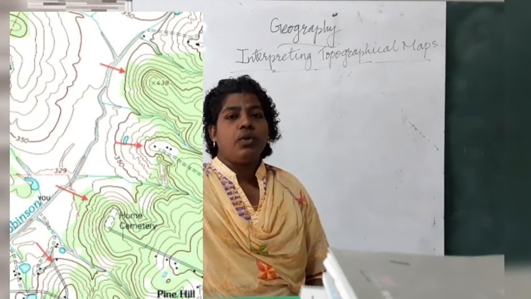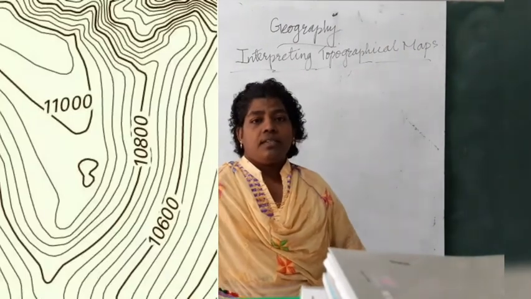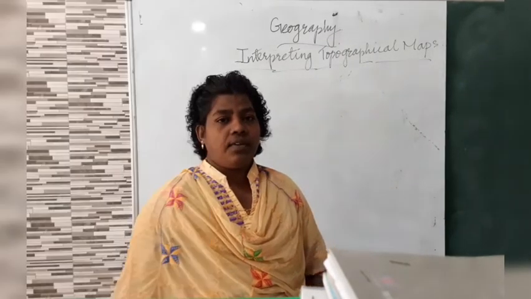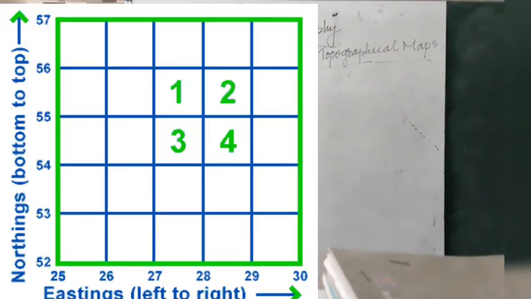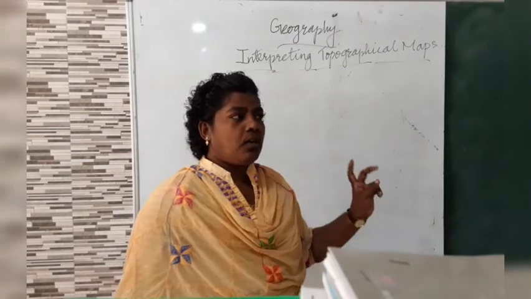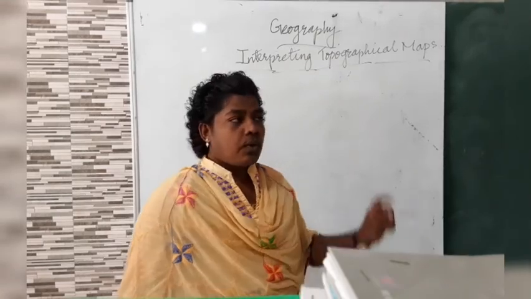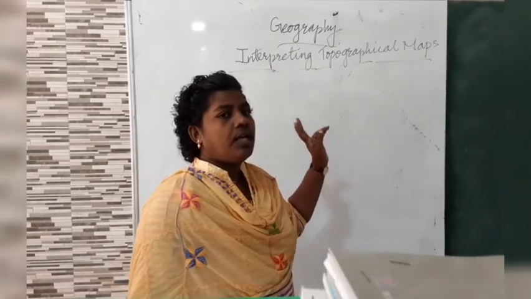Then about contour lines, what have we learned? Contour lines are the imaginary lines that connect all points that are above the sea level. Then about arbitrary lines, what have you learned? Arbitrary lines are lines used instead of the longitude and latitude in topographical maps. What are the arbitrary lines? The easting and the northing. So in the topographical map, the arbitrary lines are used instead of the longitudes and latitudes.